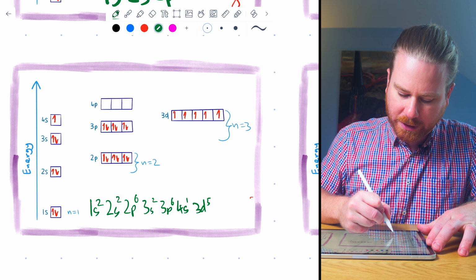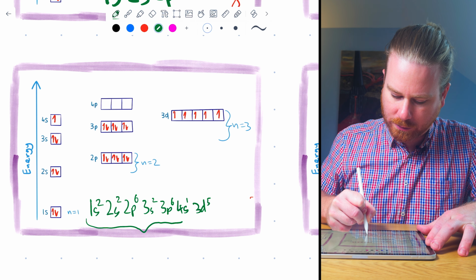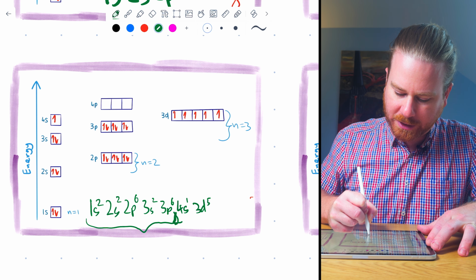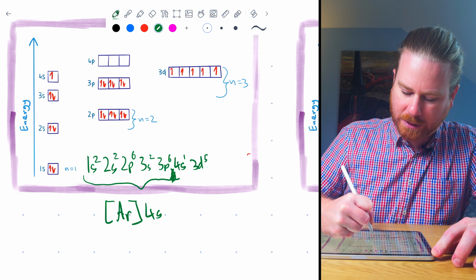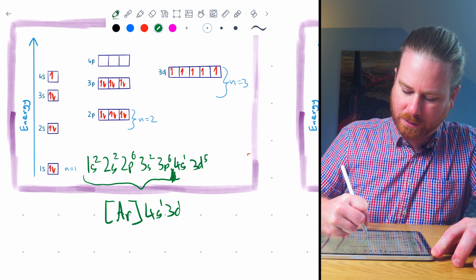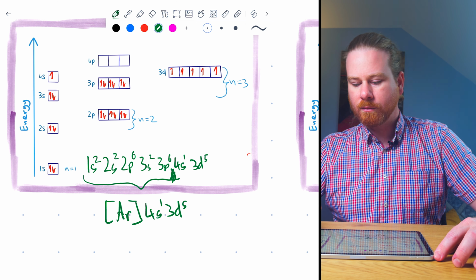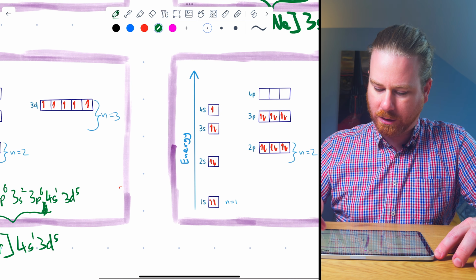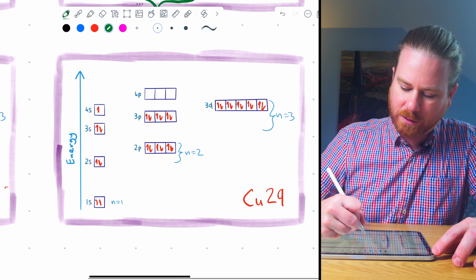Okay, so again, we can abbreviate all of this up to here, because this is argon. So Ar, and then 4s1, 3d5. Okay, on to our final one.